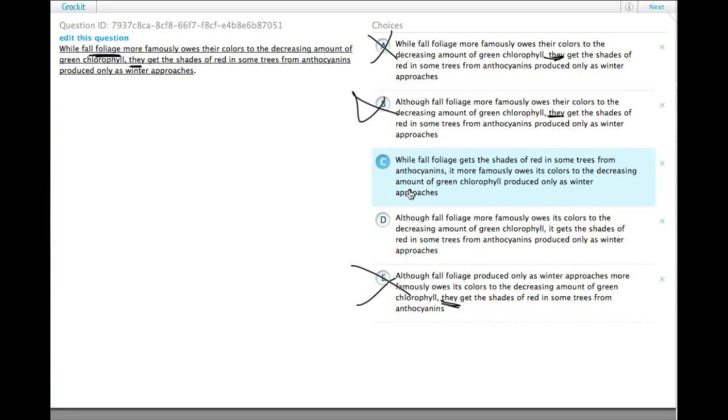C says, while fall foliage gets the shades of red in some trees from anthocyanins, it more famously owes its colors to the decreasing amount of green chlorophyll produced only as winter approaches. Okay. That's true. Let's keep that one.